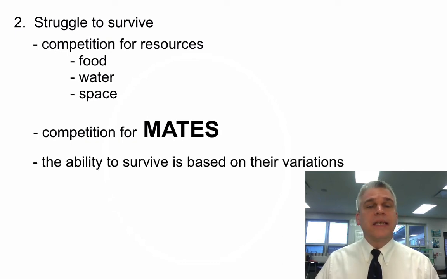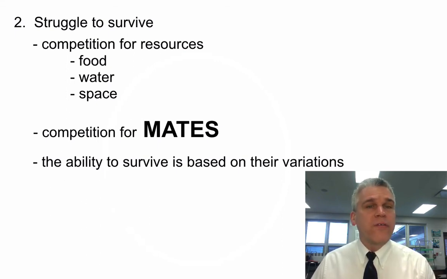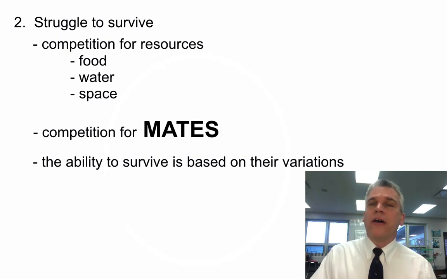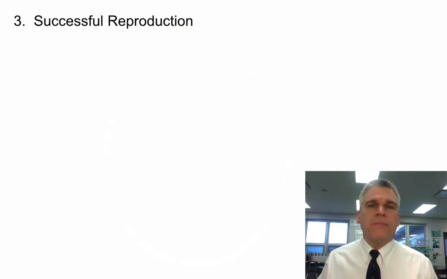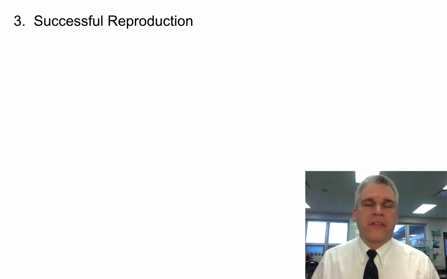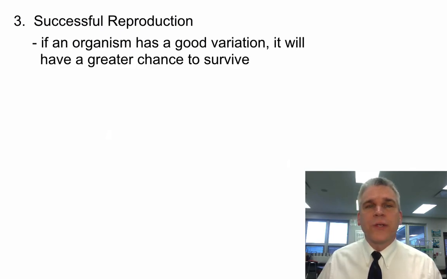Just because they survive doesn't guarantee that they'll mate, but it gives them that greater chance of mating. So the ability that they have to survive is based on what variations they have. Do they have a favorable variation? Or do they have an unfavorable variation? That white alligator, that's an unfavorable variation. Never would have been able to survive to pass those genes on, which is the third part of the theory of natural selection, successful reproduction.